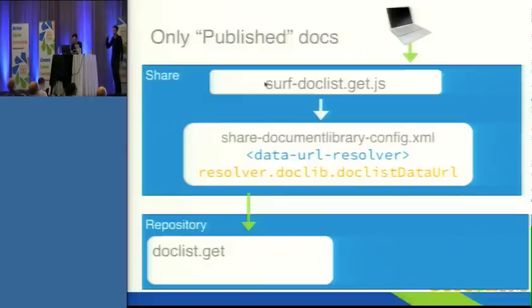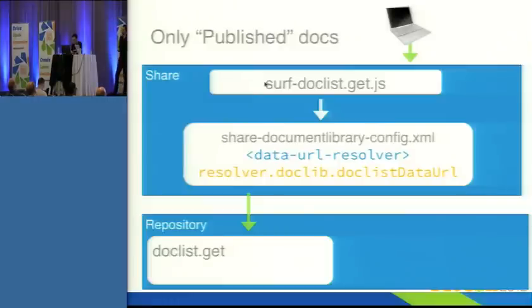When you're inside the document library, the document library is calling a web script in Surf to get the different documents that exist in a folder. It's not contacting the repository directly. The reason for that is because the Surf doclist web script in Share will contact the repository, get all the documents, but it will then also add in the different actions and indicators and metadata that should be applied on each document.